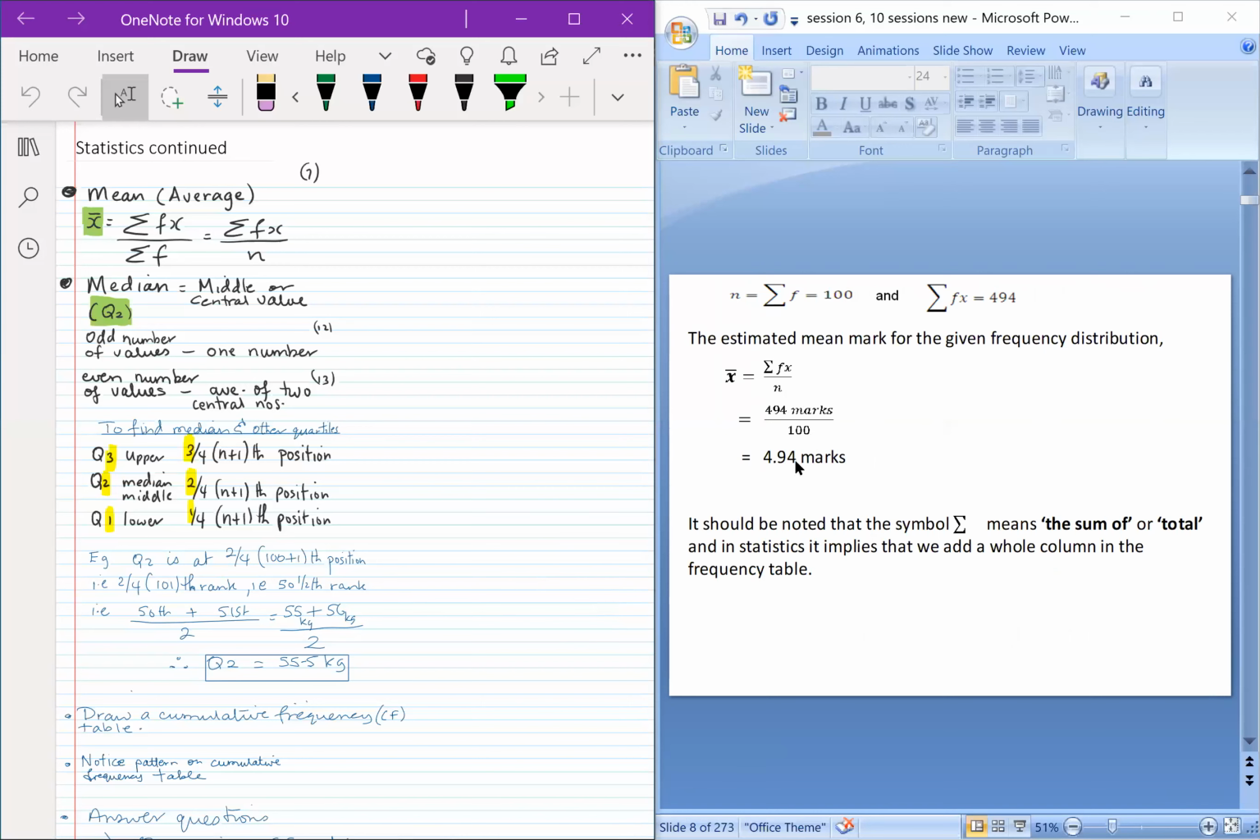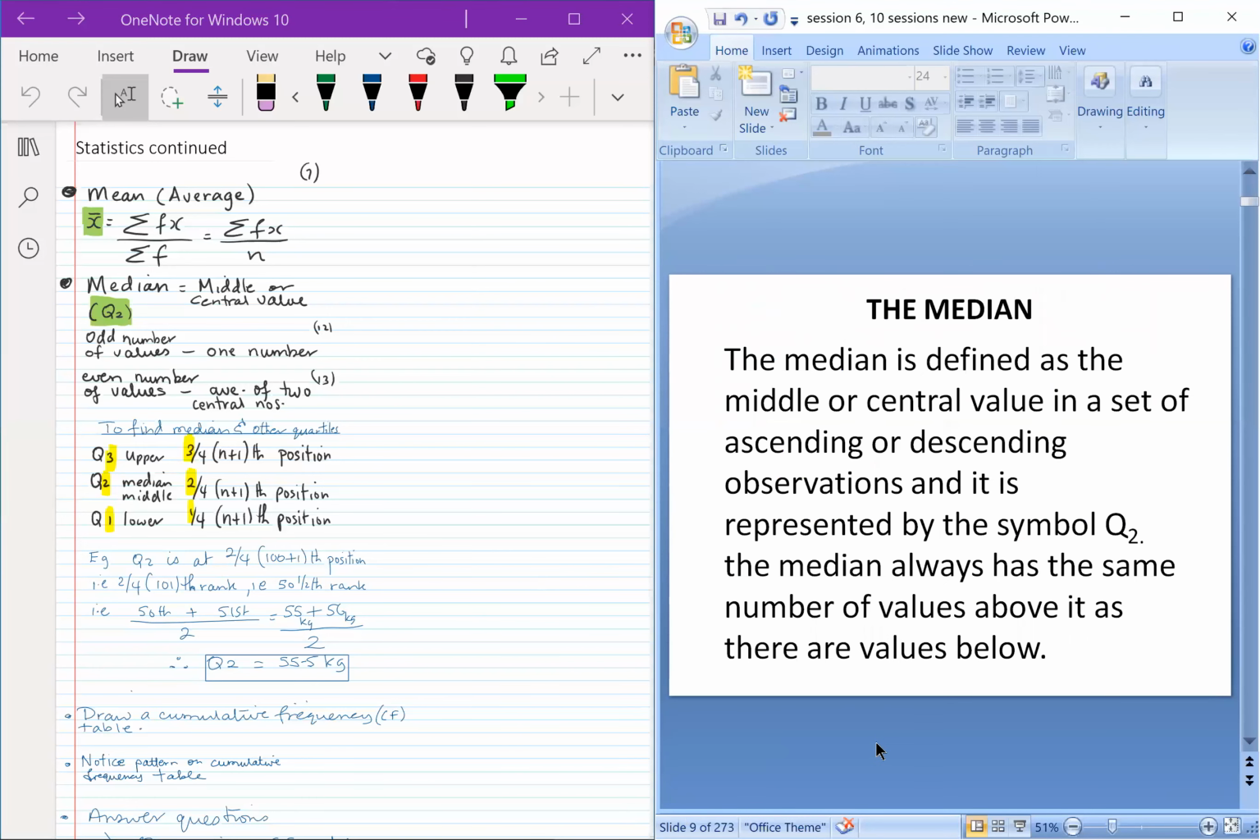and that would be our mean for that particular frequency distribution. Okay, it's a fairly simple process. All right, the next thing that we're looking at is something called the median.